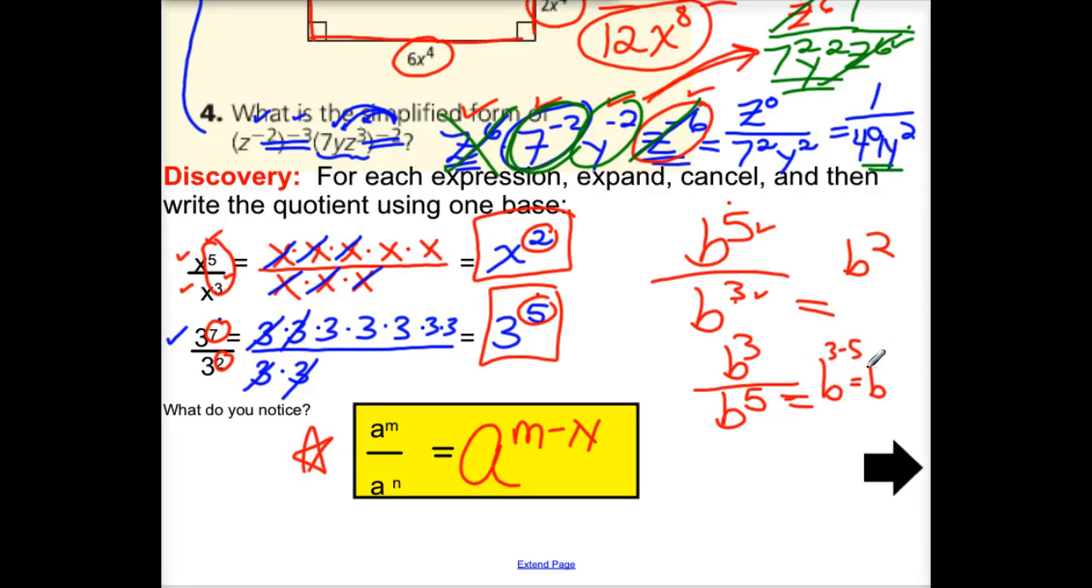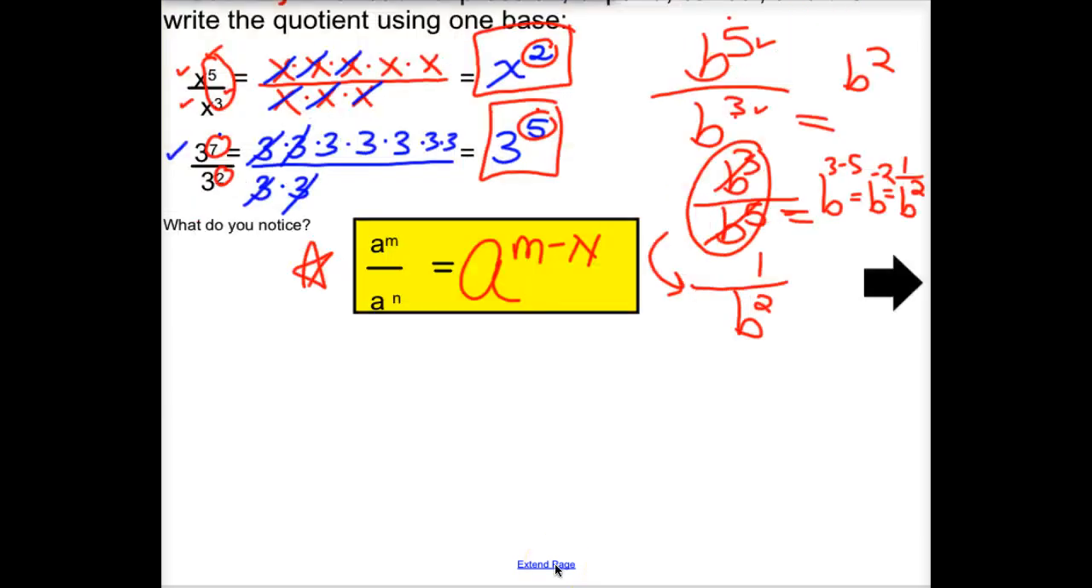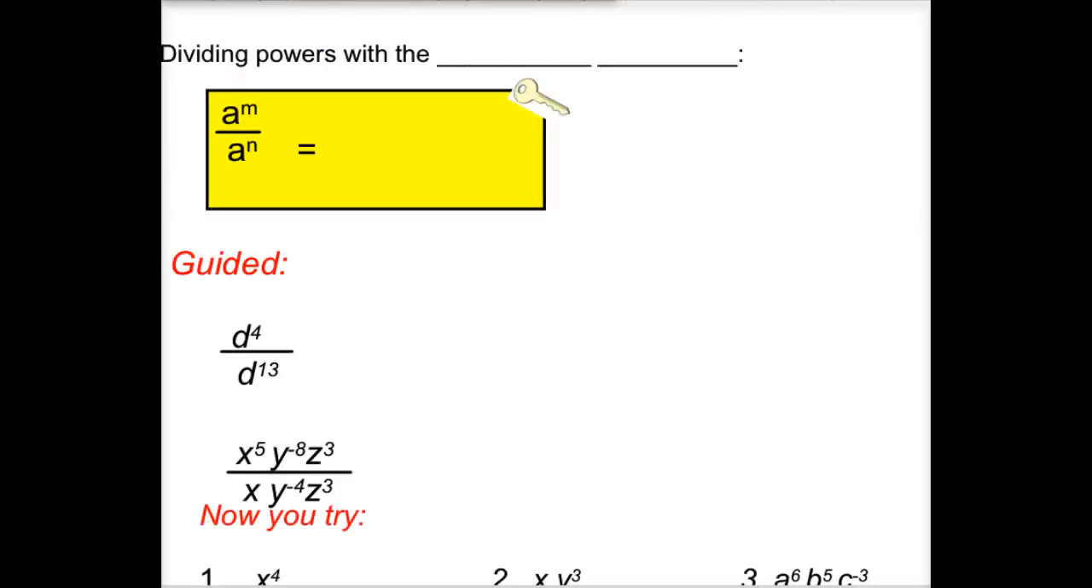I'd say it's b to the negative 2. And I can't leave negative exponents. It's 1 over b squared. However, I like to just picture canceling. What's going to happen here? 3 of these are going to wipe out 3 of those, leaving 2 on the bottom. And I walk myself directly to the correct answer and avoid that negative exponent. I like that way, but you choose what works best in your brain.